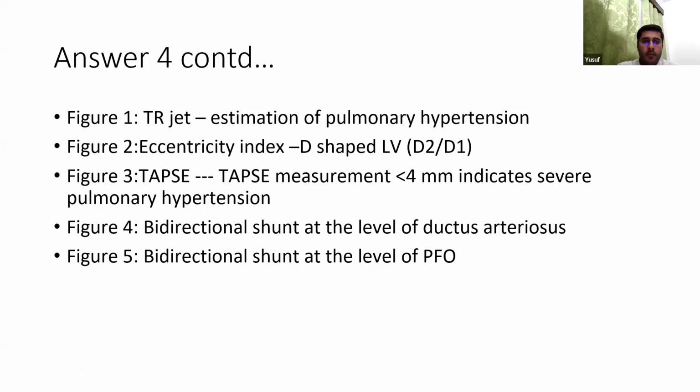So the first figure was TR jet. It is used to estimate the degree of the pulmonary pressures. Second, as we all discussed, it is the eccentricity index, which is measured in end systole. It is the distortion of the LV cavity. Figure 3 was determining the tricuspid annular plane systolic excursion. A value of less than 4 is indicative of a severe degree of PPHN. And figure 4 and figure 5 were basically bidirectional shunt. One shunt was measured at the level of the PDA, and the second was measured at the level of the patent foramen ovale.